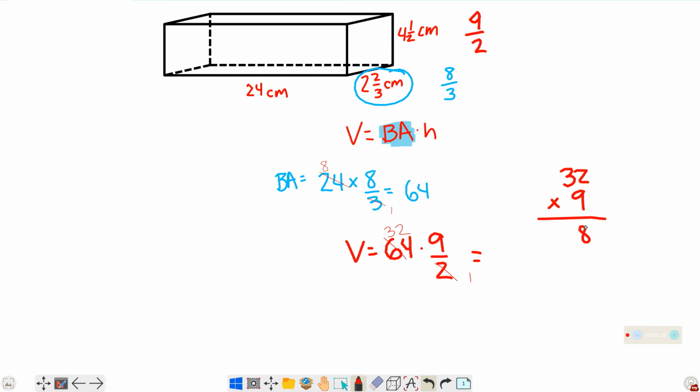9 times 2 is 18. 3 times 9 is 27, plus 1 more makes 28. So the volume of this rectangular prism is 288 centimeters cubed. Centimeters cubed, not squared, because it's 3D.